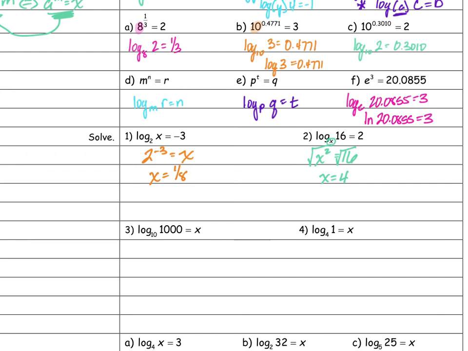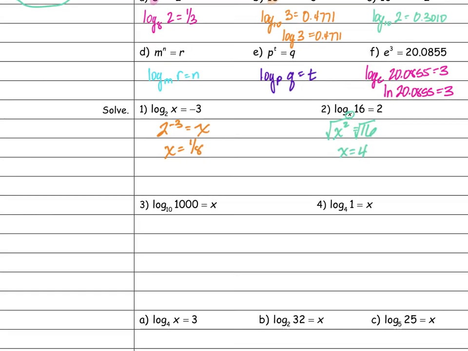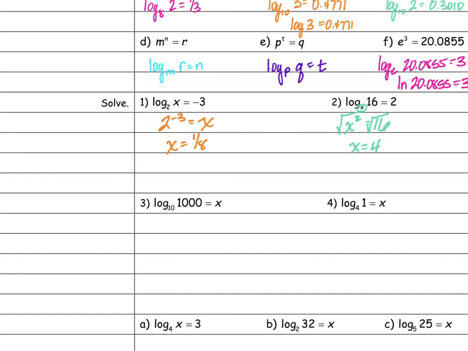Number 3. Now, you could put this into a calculator, log base 10 of 1,000. It'll give you an answer. Or, I think we pretty much know this. If I switch this to an exponent, this says 10 to what power equals 1,000. And I think you guys already know that's the third power, right? 10 times 10 times 10, okay?